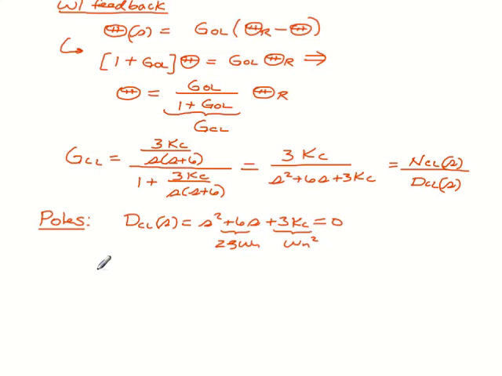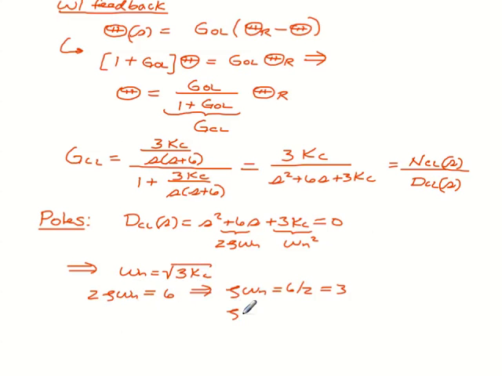So from this we see that the natural frequency omega n is just the square root of 3Kc. We see that 2 zeta omega n is equal to this constant number of 6. So zeta omega n itself is equal to 3.